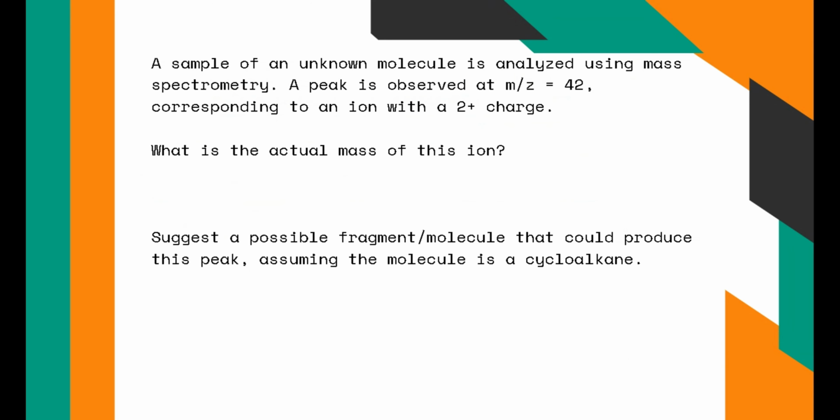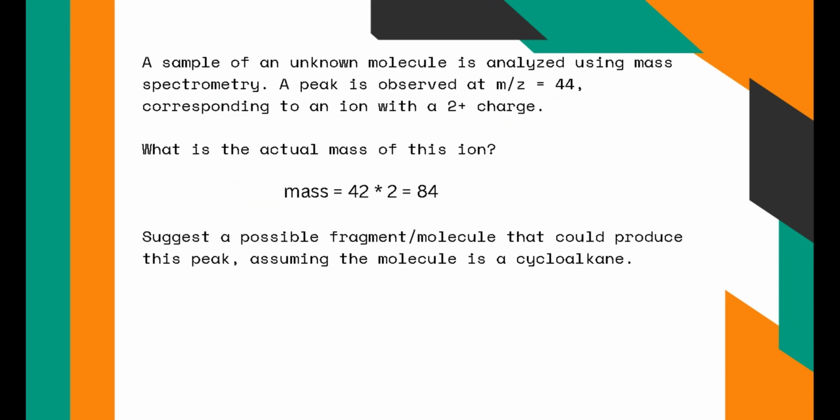A sample of an unknown molecule is analyzed using mass spectrometry. A peak is observed at mass to charge 42, corresponding to an ion with a 2 plus charge. What is the actual mass of this ion? This is pretty simple. We just multiply 42 with 2. So the mass is 84.